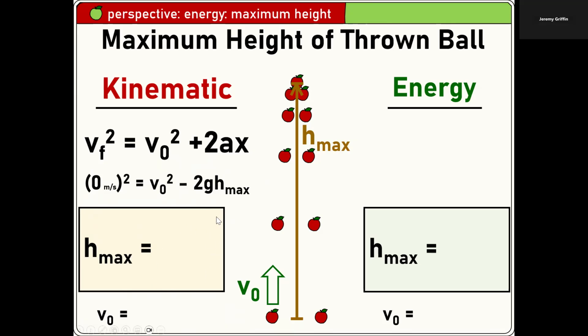What did you guys come up with for H max based on how fast you threw it? There you go. Just a little algebra. You do the setup, a little algebra, switch around, get that.